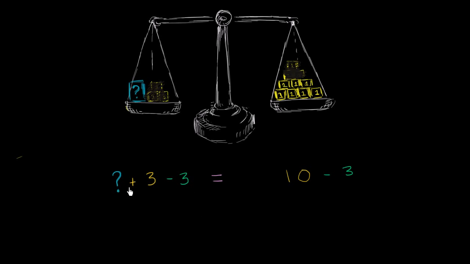So on the left-hand side, what are we left with? Well, just like over here, we're left with just the question mark. 3 minus 3 is 0. So on the left-hand side, we're left with just the question mark. And on the right-hand side, we're left with 10 minus 3, which is 7, and we get the exact same result. Question mark is equal to 7. And if we're dealing with kilograms, then this is 7 kilograms.